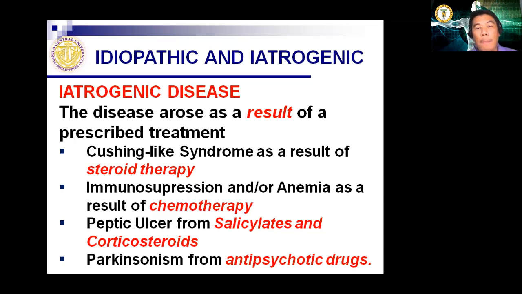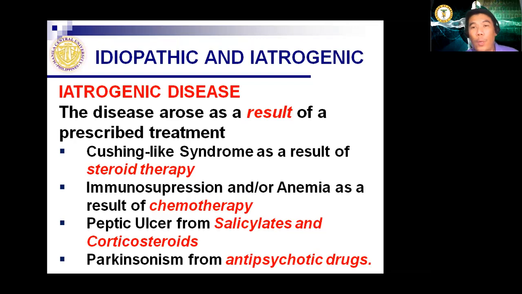Another, if the client is on salicylates, okay, examples of salicylates are aspirins, and for corticosteroids, most of the examples are the -zones. Salicylates and corticosteroid therapy may lead to the possibility of peptic ulcer. So we have mentioned before that most of the steroids and salicylates may cause irritation of the gastric mucosa. So eventually, if this is not taken with proper precaution, it may lead to possible peptic ulcer. So it is possible that the client develops peptic ulcer because of salicylate and corticosteroid therapy. So that is iatrogenic disease.